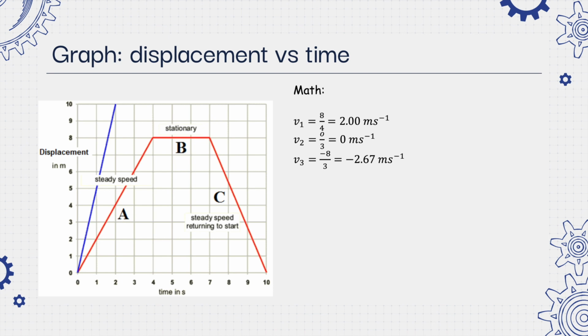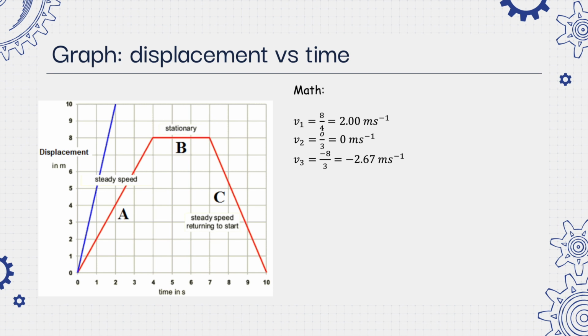As we said, it's stationary. We can see because it's not moving, it's not changing its position. But we can actually calculate this also in a mathematical way. Since it's the change in displacement, the final position is 8 meters and the initial position is 8 meters, so 8 minus 8 equals 0. Then it is divided by 3 seconds, so still it's 0. The speed is 0.